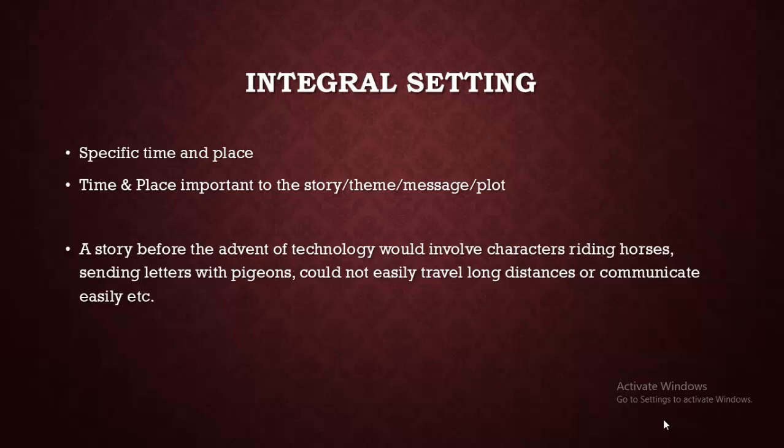For example, if there is a story which talks about events which happened before the advent of technology, before the beginning of this technological era or period, it would usually involve characters who would be riding horses, or writing letters and sending them with pigeons or through mail, etc. They would not be able to easily travel long distances or communicate easily, and therefore such time and place is very much important, because it is affecting the plot and the actions of the characters.